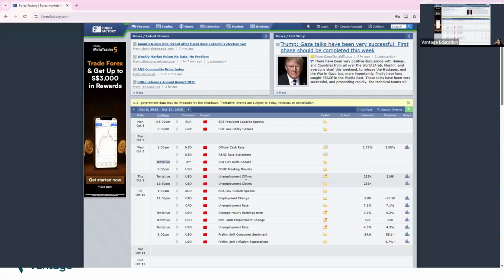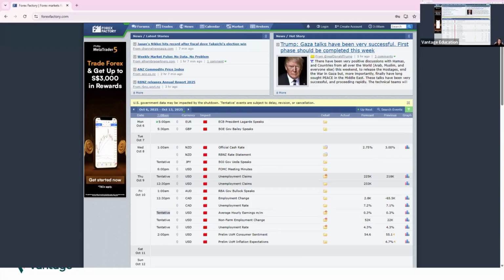Unemployment claims are scheduled for 12:30, but because of the US shutdown, they're going to put tentative, so we don't know when. October 9 and October 10: Aussie dollar, Canadian dollars, and another one is tentative for NFP, unemployment rate, and prelim consumer sentiment. So I think it's going to be high impact news for this week.